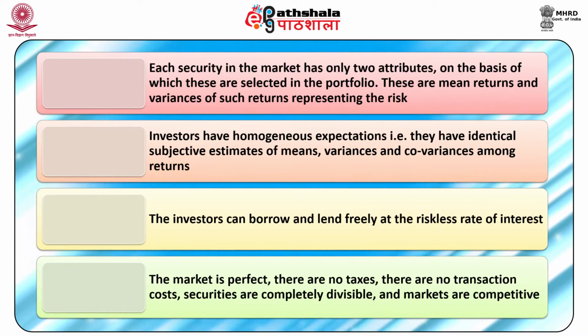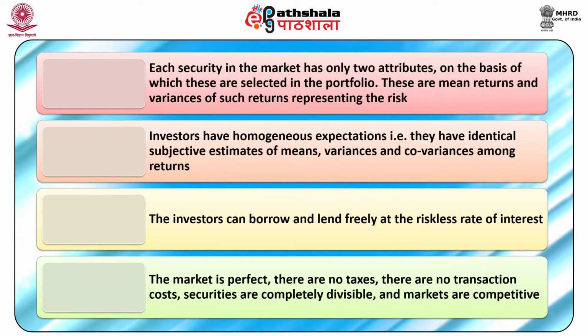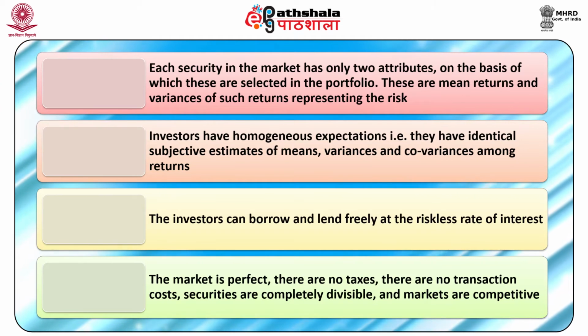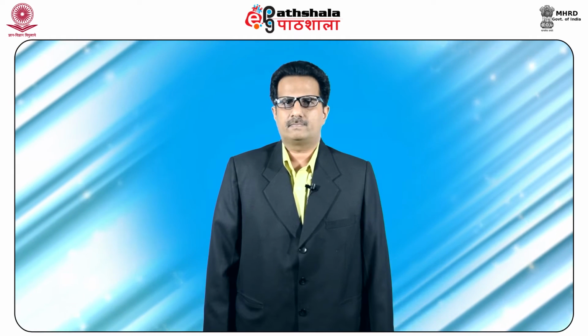Number four, investors have homogeneous expectations, that is, they have identical subjective estimates of means, variances and covariances among returns. Number five, the investors can borrow and lend freely at the riskless rate of return. Number six, the market is perfect. There are no taxes, there are no transaction costs, securities are completely divisible and markets are competitive. Number seven, the quantity of risky returns in the market is a given.